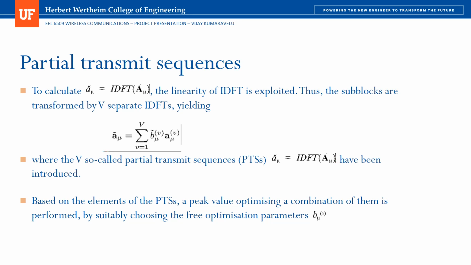peak value, and this can be done as shown in this equation A mu cap, which is the summation of V equal to 1 to V of B mu of V into A mu of V. A mu of V is obtained by the IDFT of each subblock, and B mu of V is the free optimization parameter that can be controlled in order to make sure that we optimize the peak value.